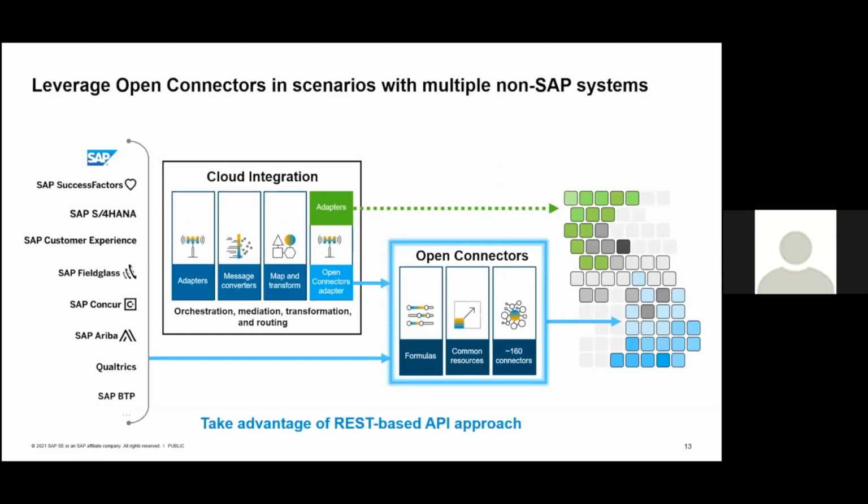Now I would like to focus on the Open Connectors capability. The service extends the rich set of cloud integration options with further comprehensive connectivity to non-SAP cloud applications. You can leverage Open Connectors, especially in scenarios when you need to integrate with more than one non-SAP system or when you want to take advantage of the REST-based API approach in multiple consumption channels. So if your service that you want to integrate has cloud APIs available, you may use Cloud Integration Flow for the integration.